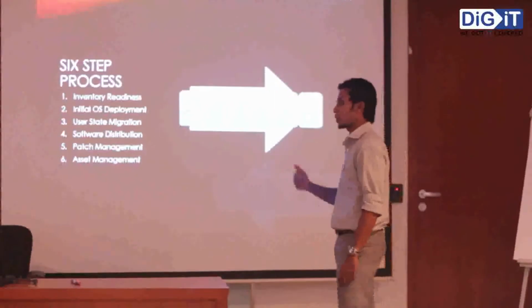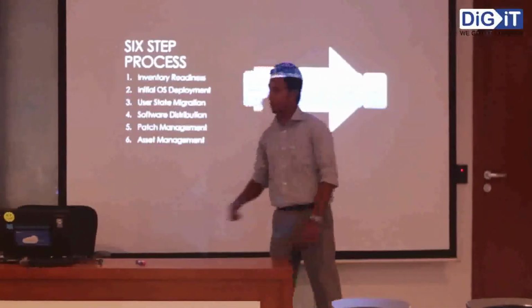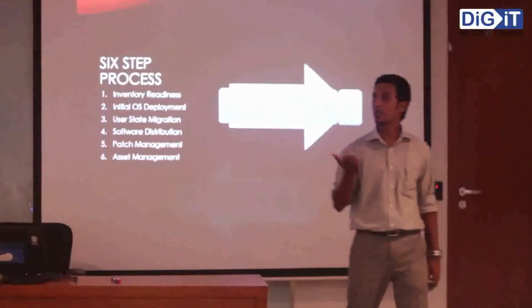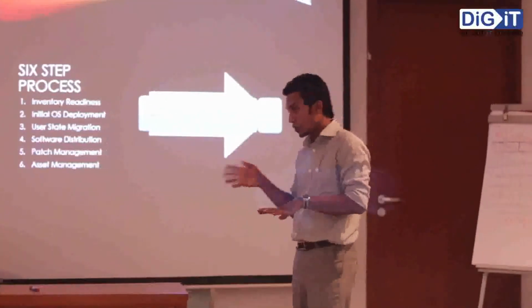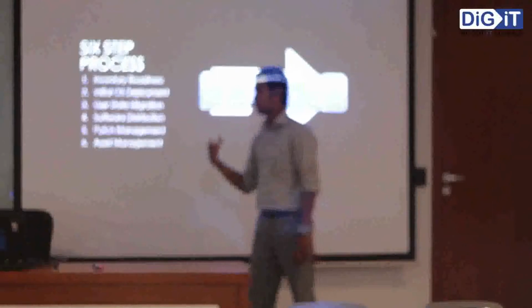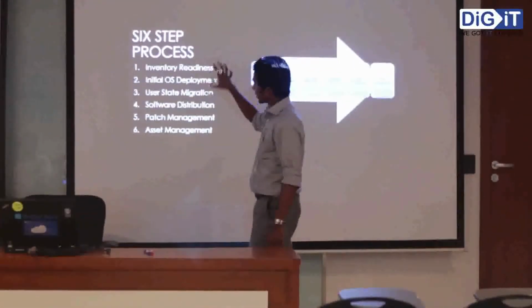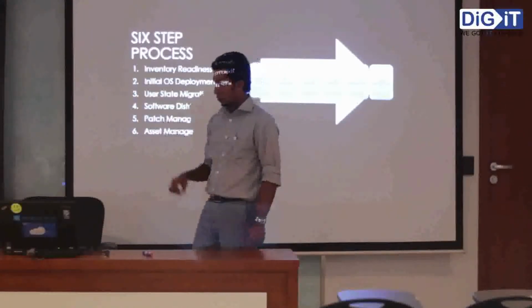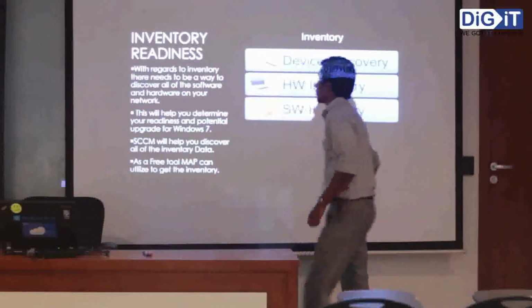So that's where we are using those. I'll explain how it happens. What we are doing here is basically taking the user state data, so we are taking the backup when the migration is happening. Then there's asset management, right? That means the software, hardware, and everything. So these are the major 6 steps which you need to follow before doing the migration. Right? So, inventory readiness.